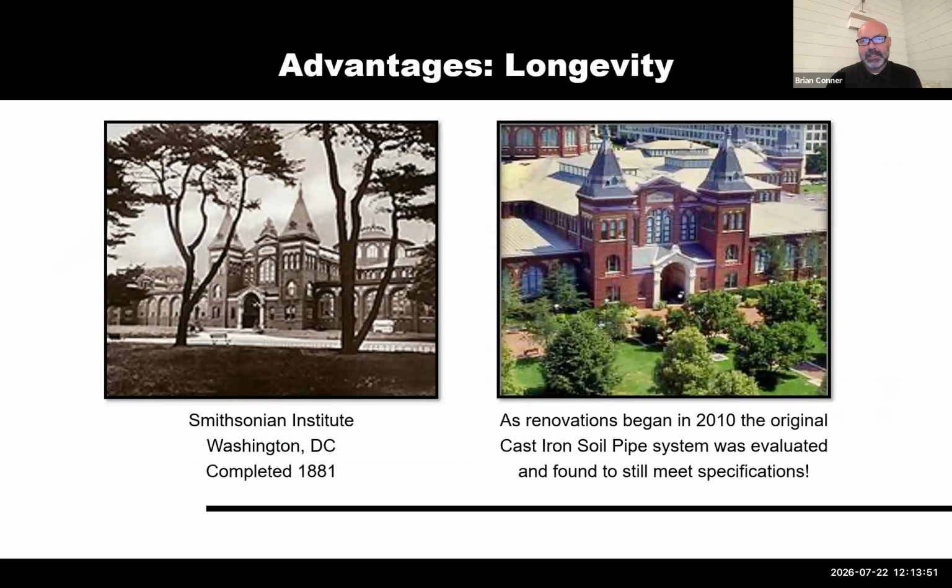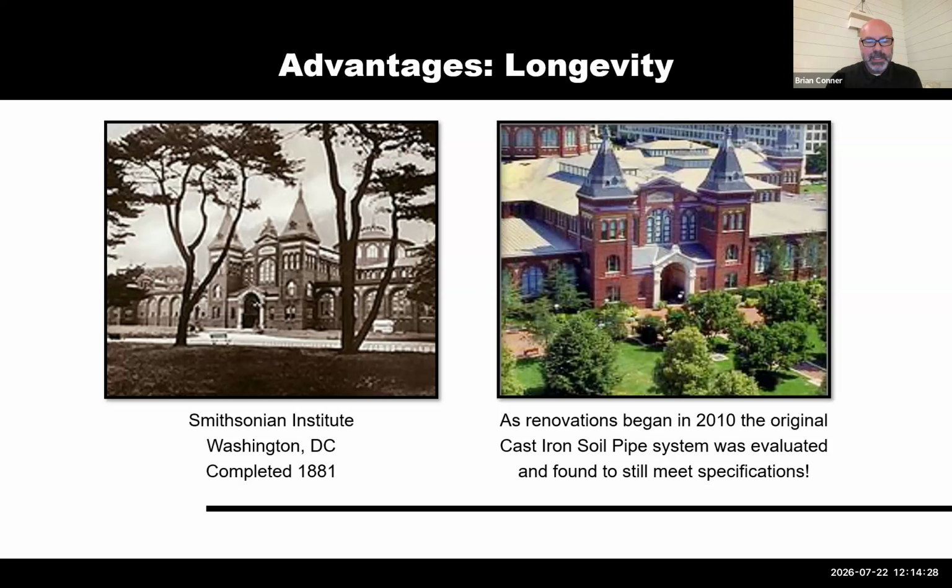But getting back to some of the advantages of cast iron, of course, you've already seen a couple of examples of the longevity of cast iron, but cast iron has been used for lots of things over the years, for manhole covers, for decorative grating on the city streets. Armies used it for cannons for hundreds of years. And the Smithsonian, which you guys are probably familiar with, in DC, is one of the first recorded and well-known uses of cast iron soil pipe in the U.S.